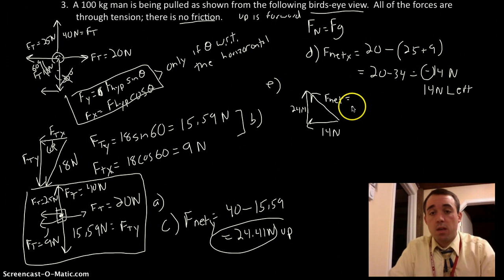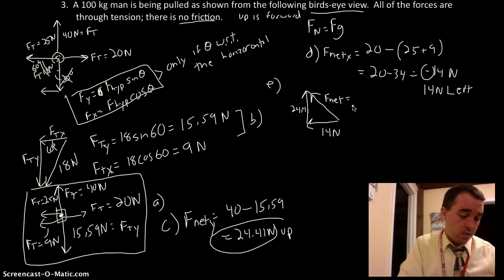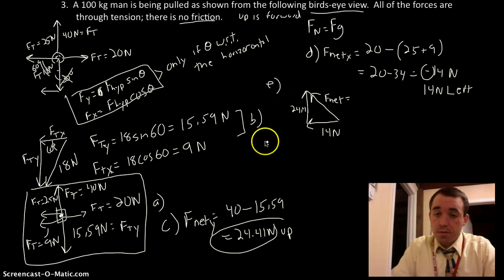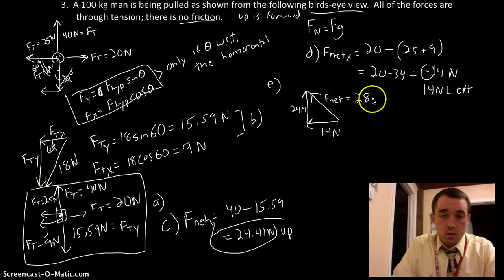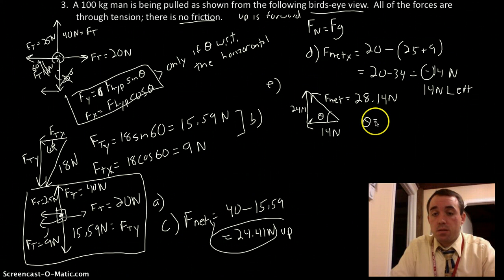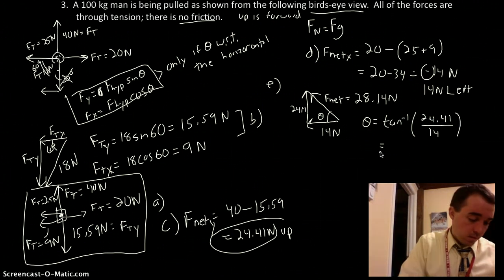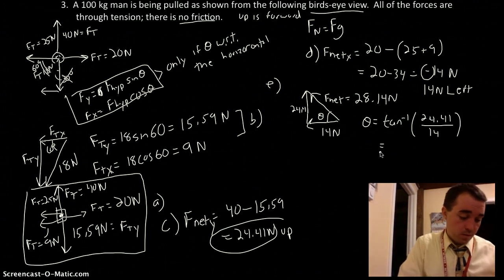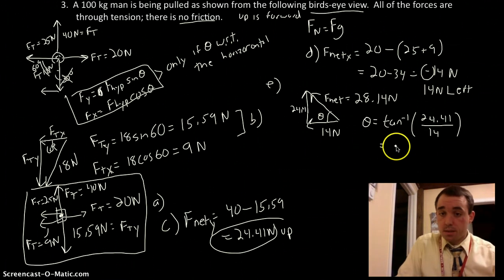So our overall net force, Pythagorean theorem, 24.41 squared plus 14 squared, square root, 28.14 newtons. But we also have to find the angle. Net force is a vector, so we've got to find this angle. So to find the angle, use inverse tangent. Inverse tan, in this case, 24.41 over 14.